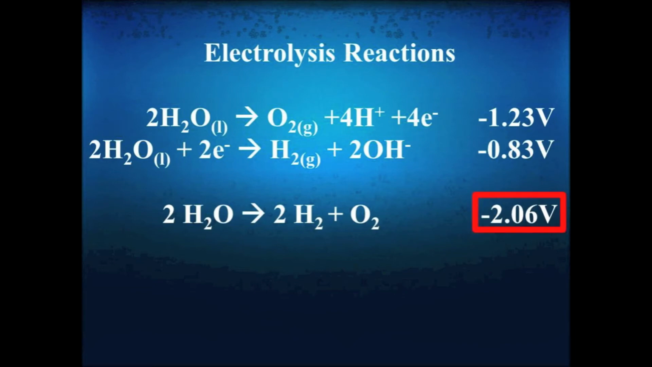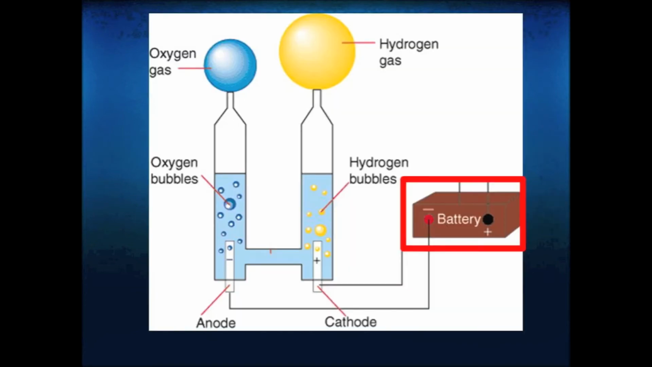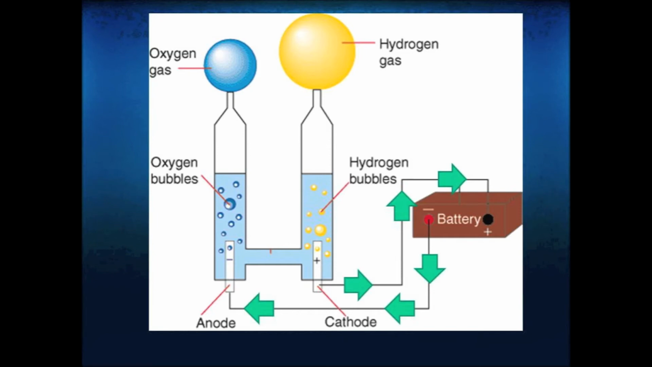As indicated by the negative voltage, you need energy for the reaction. Because of this, we need an energy source to drive this reaction. As you can see, the negative end of the battery is attached to the anode and the positive end is attached to the cathode. Don't forget that the electrons flow from the anode to the cathode.